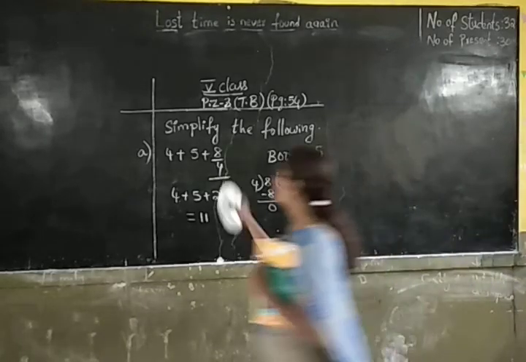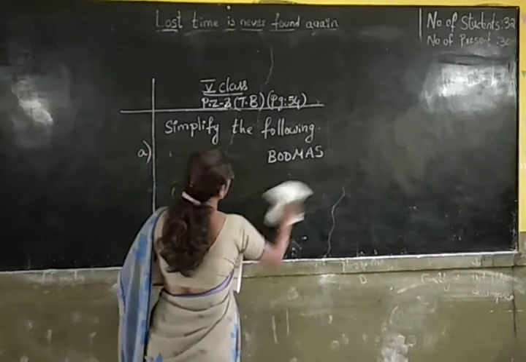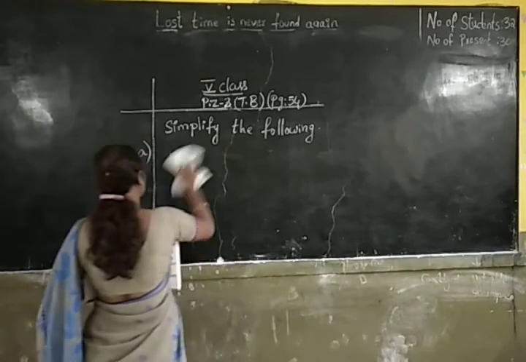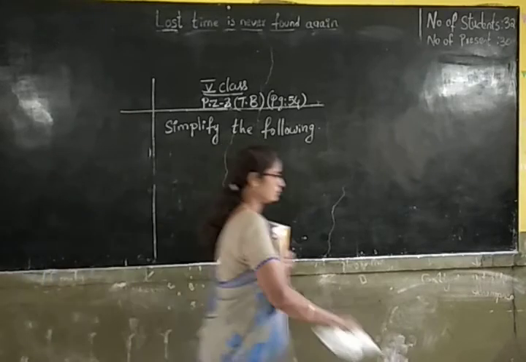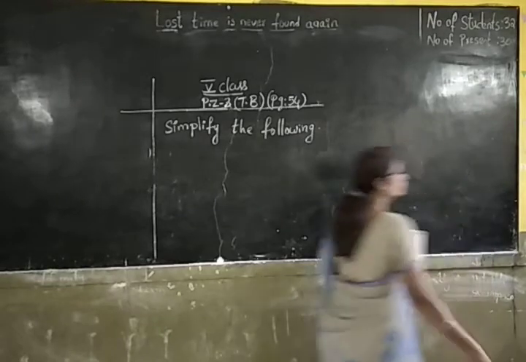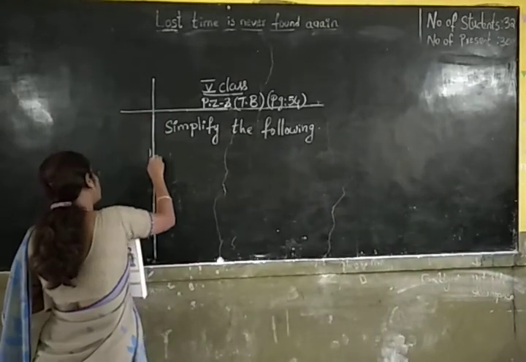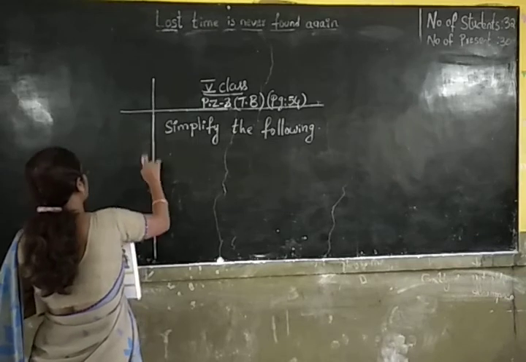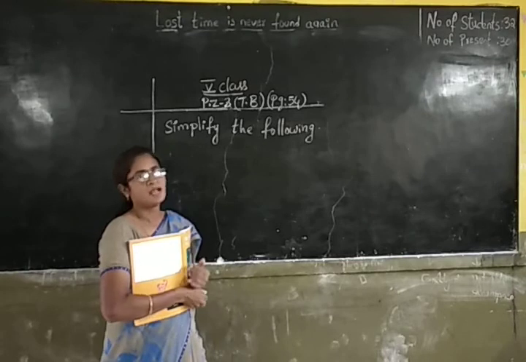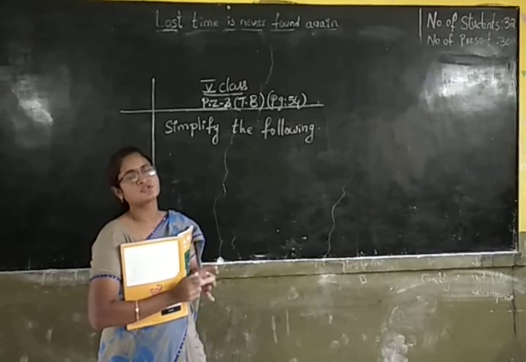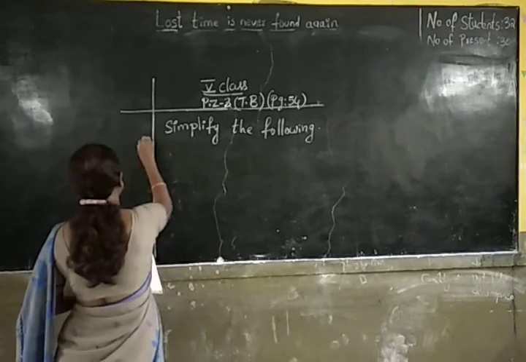Okay children. Now let us do the B sum. Did you understand, children? If division is given, first you have to do division, then you have to do the multiplication if multiplication terms are there, and then you have to add, and at the last you have to do the subtraction. Okay children, let us move to the B sum.